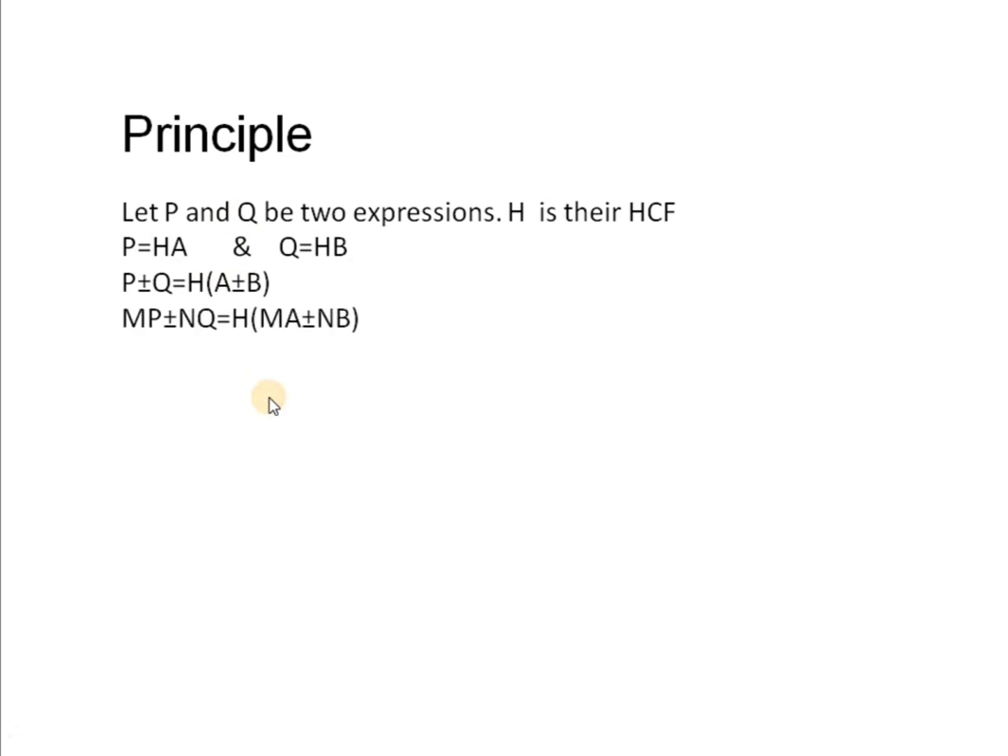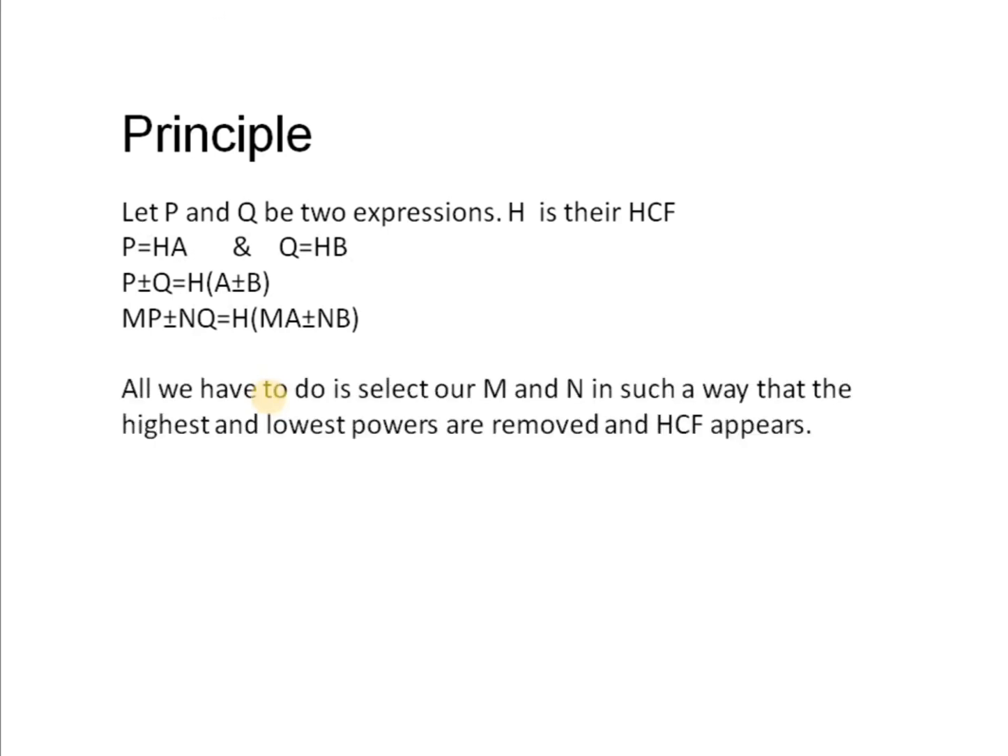So now here we are going to add or subtract both the polynomials P and Q. If required, we are going to multiply them with coefficients like m and n for our operations. And finally, we are selecting these m and n in such a way that the highest parts and lowest parts are removed and the HCF appears. If you remember the previous problem, you can always remember that the highest term, that is x square, and the lowest term, that is the coefficient 1, both are removed. And so we got the HCF. Now let us try to understand this procedure through some more examples.